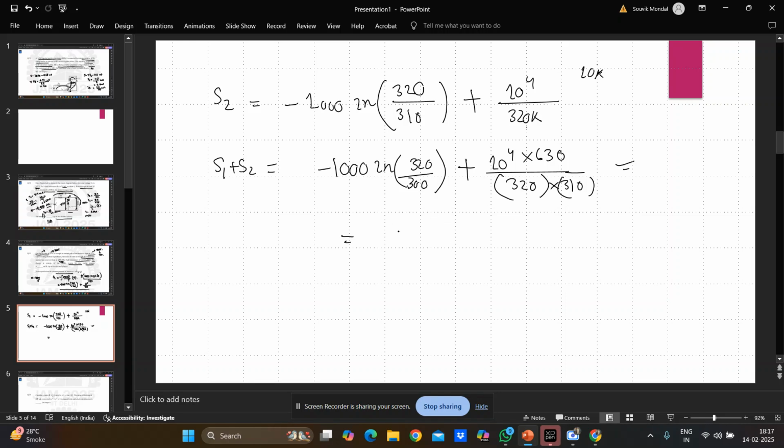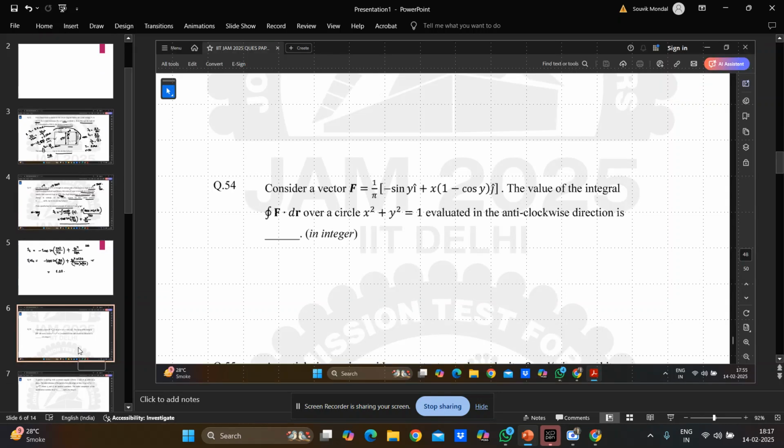So I was getting something around 1.03. Okay, there is a range probably. Okay, so yeah. Now this problem is easy actually. Okay, so this is an easy problem.